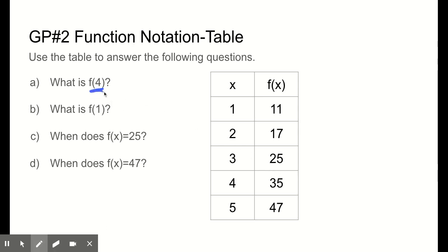So here, what is f of 4? So our input value is 4. What does f of 4 equal? So when our input is 4, our output value is 35. So f of 4 is equal to 35. What is f of 1? So again, our input value is 1, and our output value will be 11.